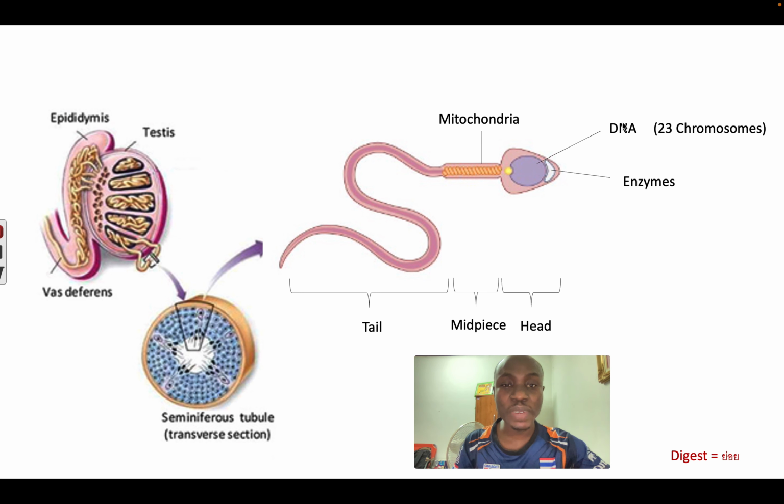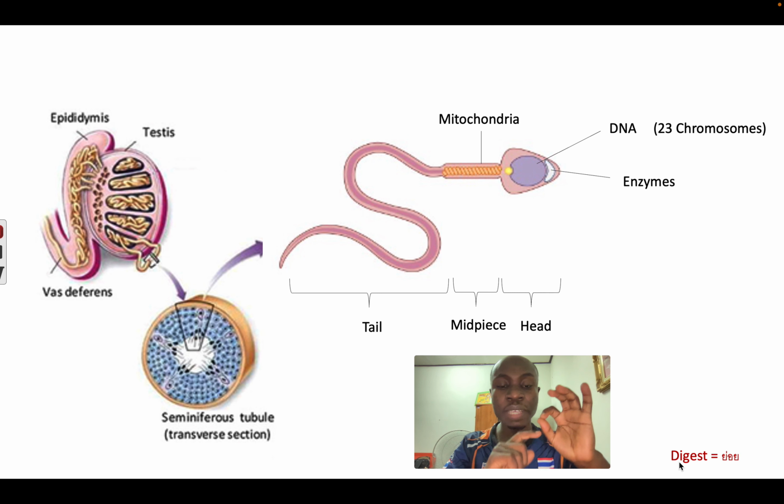There are 23 chromosomes of the male inside the head. And the head also has some enzymes, which will help to digest the wall of the egg. This is digest in Thai.